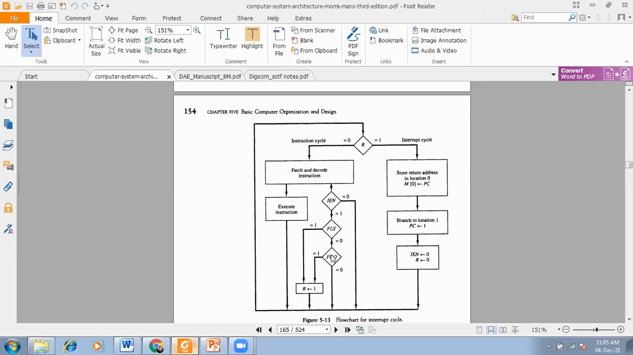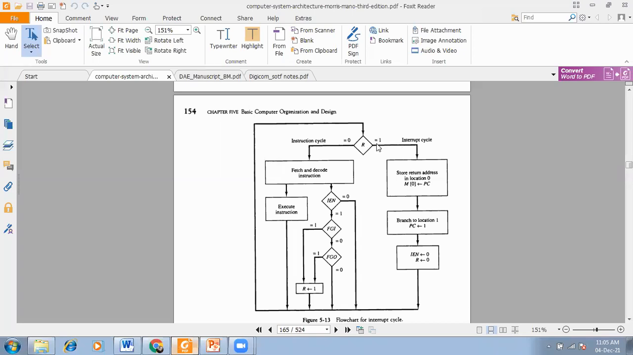Now if FGO, the output flag, is 1, it means there is a communication between the accumulator and the output register. So you have to set the flag R, and you come here and go there. If R is equal to 1, then what will you do?